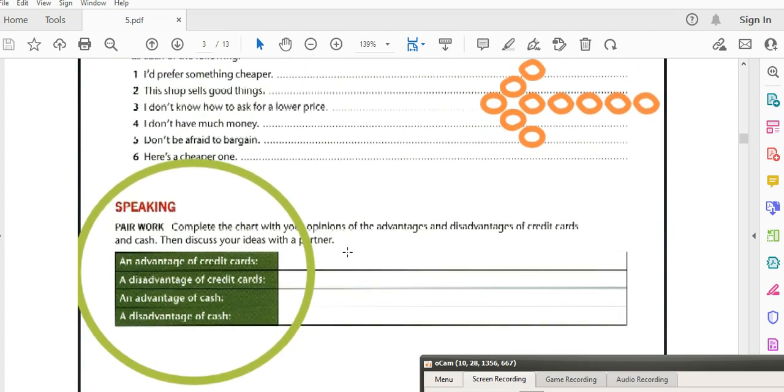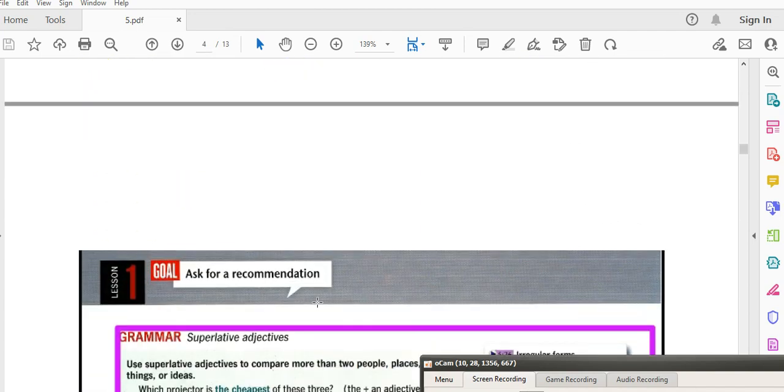Complete the chart with your opinion of advantages and disadvantages of credit cards. What is an advantage of using a credit card? What is a disadvantage? An advantage of cash, it means the bill, and what is the disadvantage? Write it, complete this one, and take a photo, send it to me.